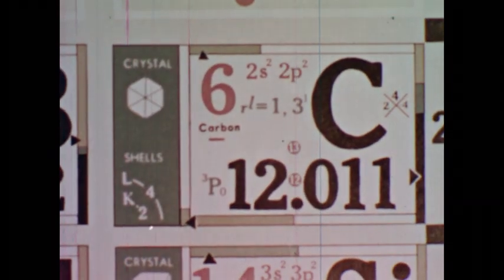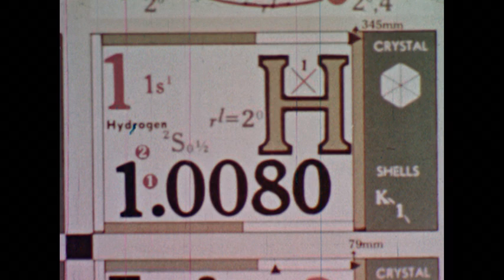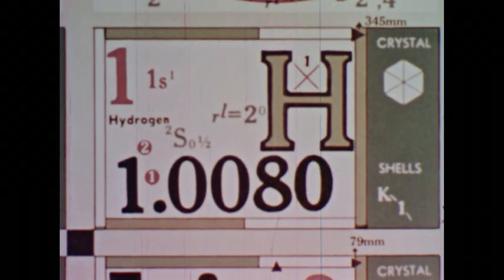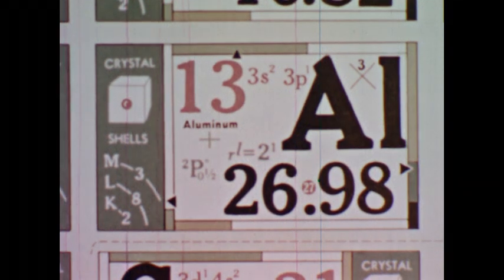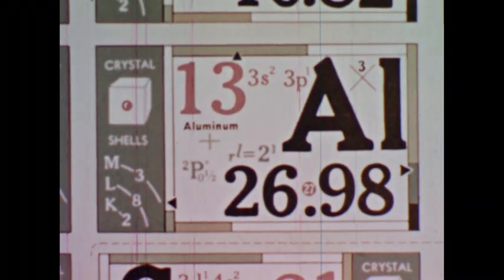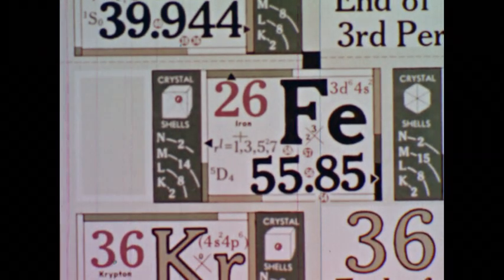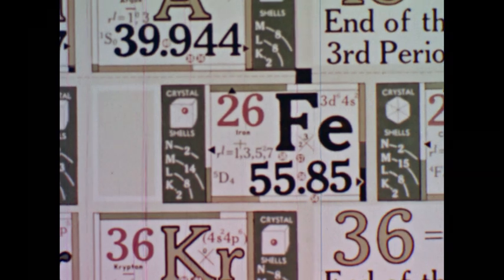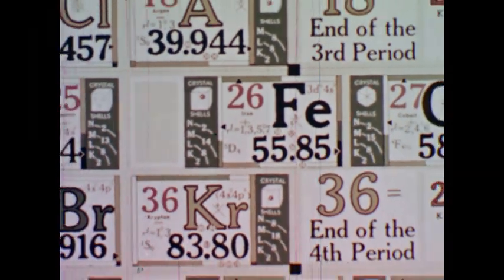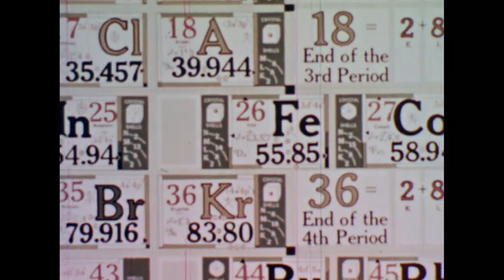C stands for carbon. H stands for hydrogen. Al stands for aluminum. Fe stands for the Latin name for iron. Some of the symbols are not like the names we commonly use, but it doesn't take long to learn these symbols.